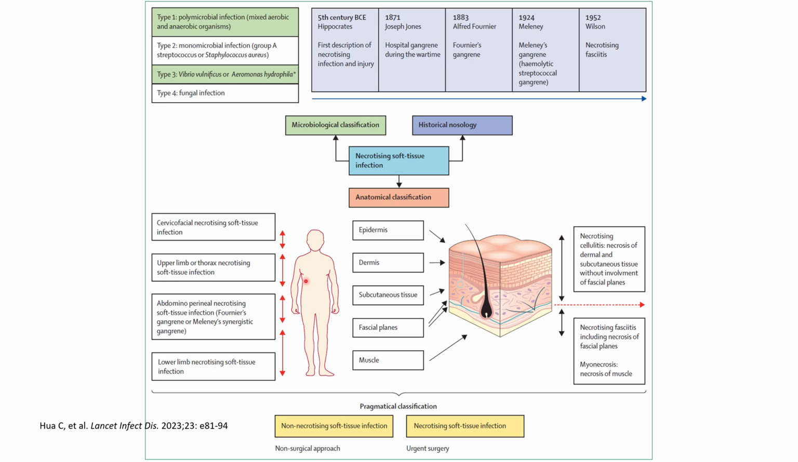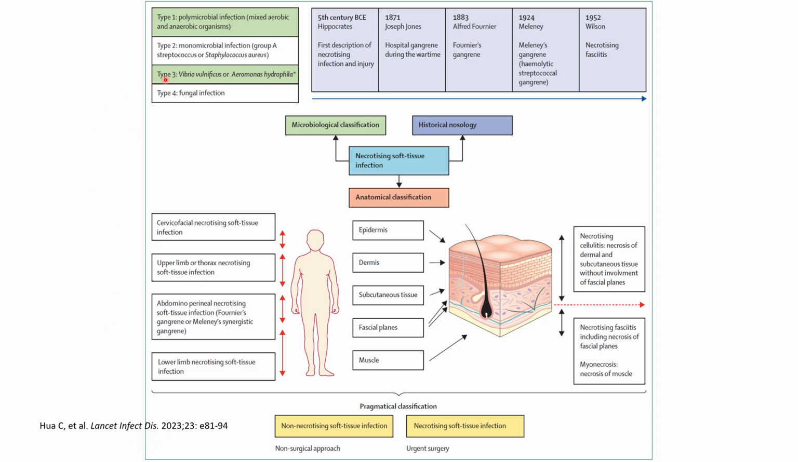Now, there are different parts of the body that can have different types of necrotizing soft tissue infections. So you can see on this picture. And there are different ways to classify this. So one method is to have type 1, 2, 3, and 4. And there are some disagreements over this typing.